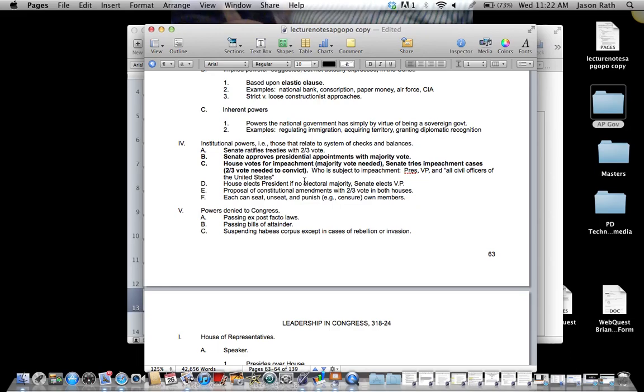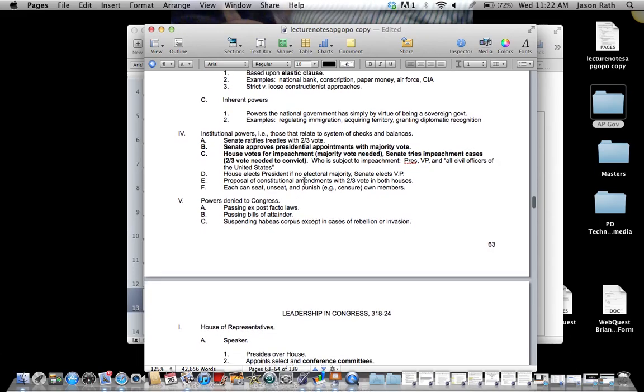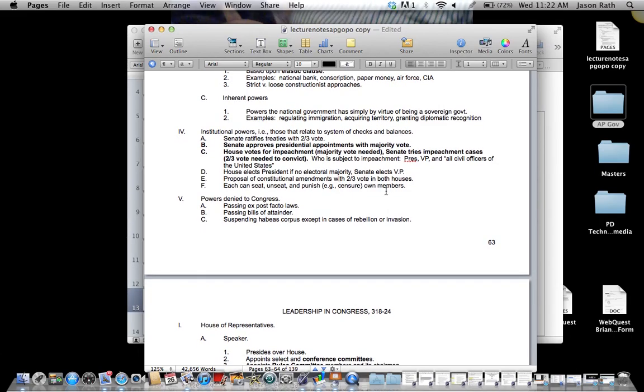The House elects the President if there's no electoral majority. The Senate selects the Vice President. We already talked about that in the last unit. Remember, in the Constitution they propose an amendment with a 2/3 vote in both houses, and it goes to the states to get ratified by 3/4 of state legislatures, and how they ratify that depends upon the state. And each house can seat, unseat, and punish its own members.